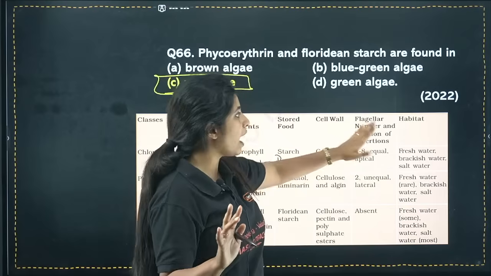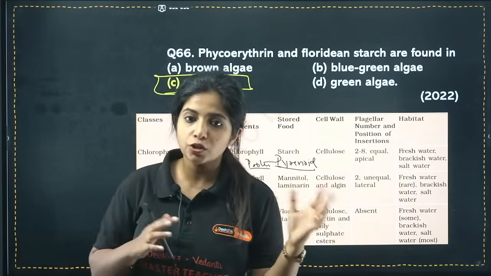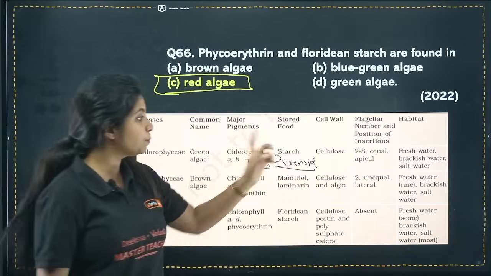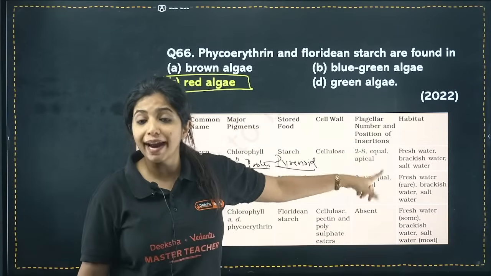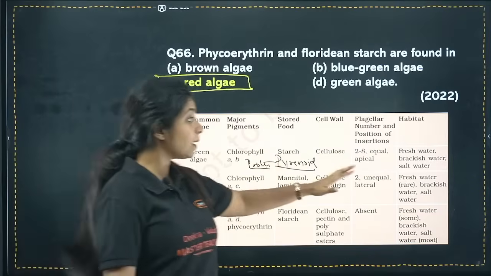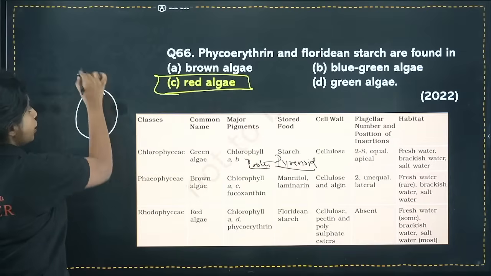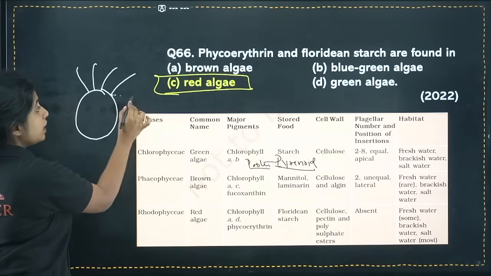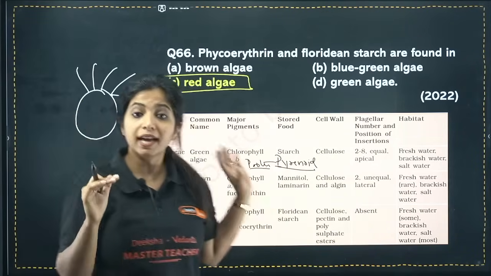Now finally, you have the flagella number and position of insertion. So basically when they make spores, they reproduce with the help of spores. The spores which are going to be produced will have flagella. How many? 2 to 8 flagella will be there. In the case of Chlorophyceae, they have the highest of them, and all of them are going to be equal. So if this is a spore, you have 2 to 8, all of them equal, and all of them are found at the apical position. That means at the top position in Chlorophyceae.